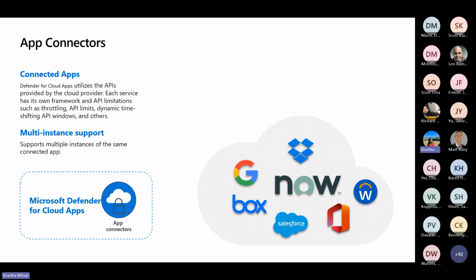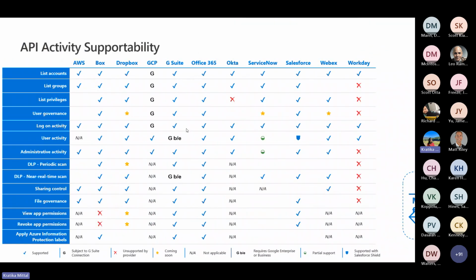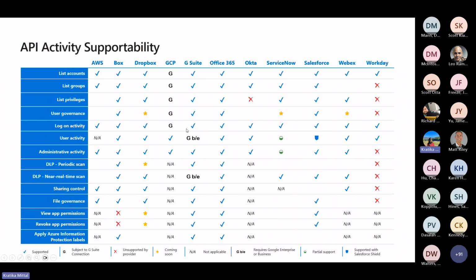So the connection with the apps is going to provide visibility and governance on activities and information residing in various apps. And it also supports multi-instances for organizations that have different instances, to have all in one place. So different APIs provide different capabilities. Therefore, it is important to know the limitations. So this is just a sample.